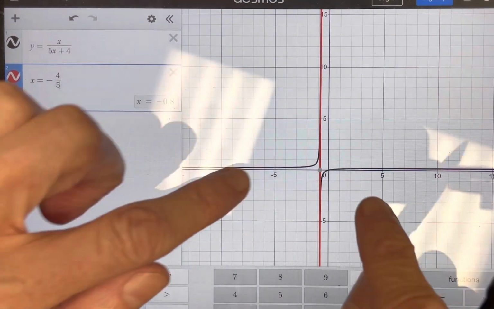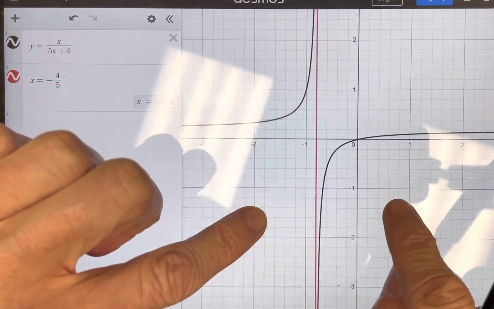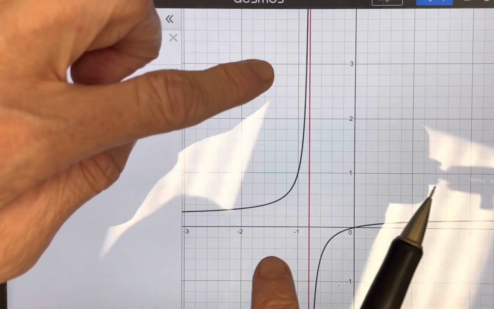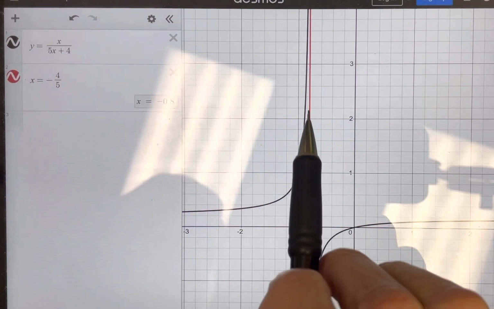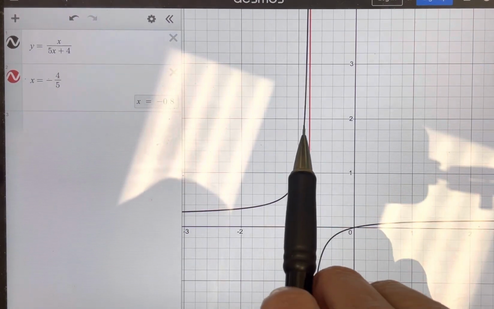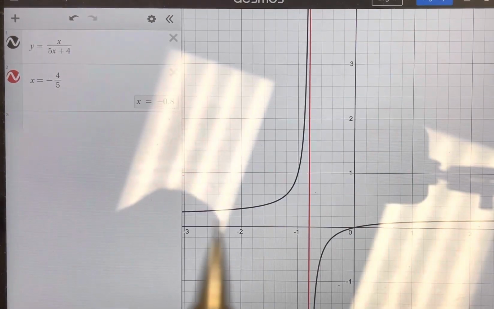And there you can see in red that vertical line. As we come in a bit more, let's look at the upper portion of it. You can see the graph is coming in and it's getting shaped by this vertical line. It's getting closer and closer to it. It's never going to touch it. It's never going to cross it.